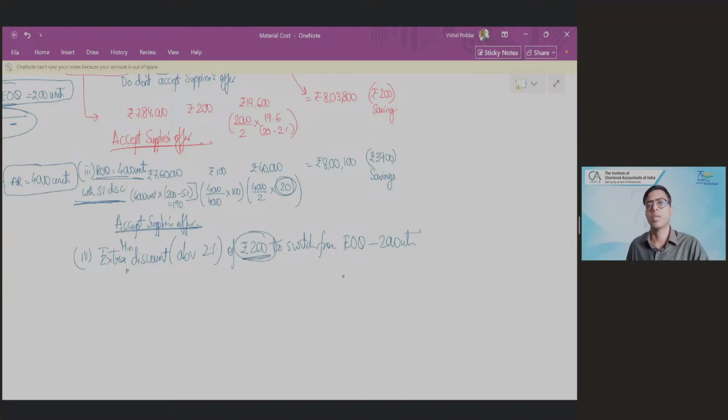So they are asking, at what discount will you switch? I will say, boss, you have already given me 2%, but that is not sufficient. Give me a minimum of 200 rupees extra. So what is this extra discount you are looking for? It is 200 in the total purchase cost of 8 lakh. Because I want to convert the discount as a percentage.